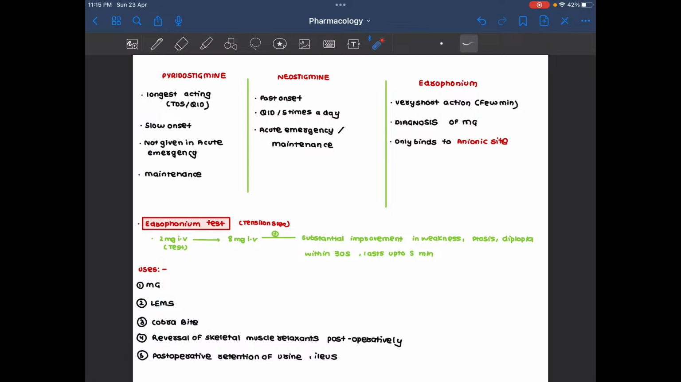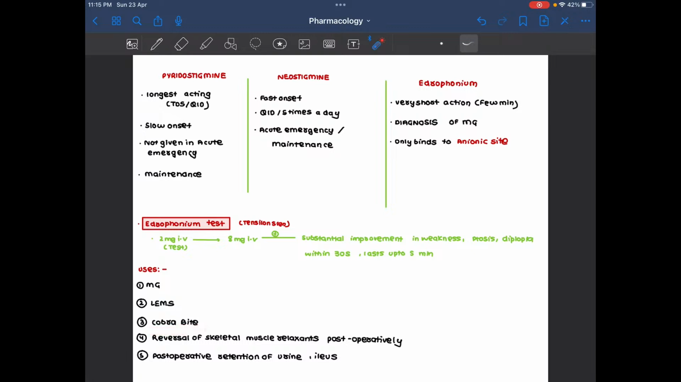But in case the weakness improves, I'm going to inject 8 milligram IV again, see the full course of action, and then make a diagnosis: this is not cholinergic weakness, this is going to be a myasthenic weakness. So what can we use these drugs for? We can use them in myasthenia gravis. We can use them in Lambert-Eaton myasthenic syndrome as well.